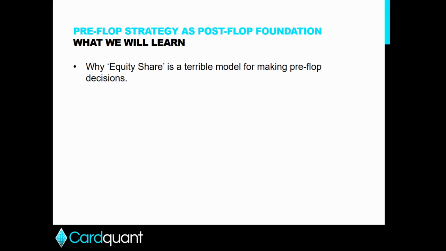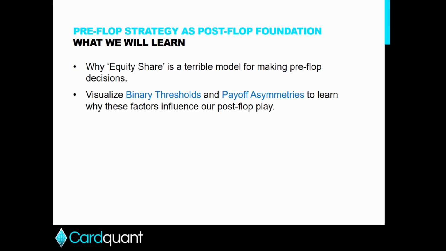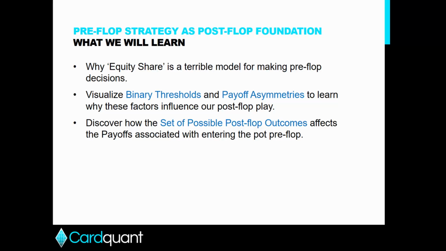What are we going to learn today? First, we'll see why equity share is a terrible model for making pre-flop decisions. We're going to visualize binary thresholds and also visualize payoff asymmetries to learn why these two factors influence our post-flop play, and we're going to discover how the set of possible post-flop outcomes affects the payoffs that are associated with entering the pot pre-flop. We'll tackle that first problem.